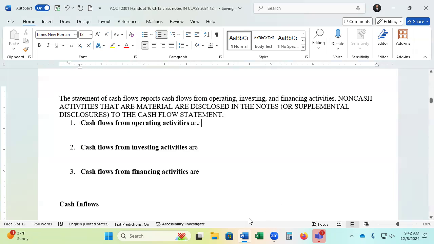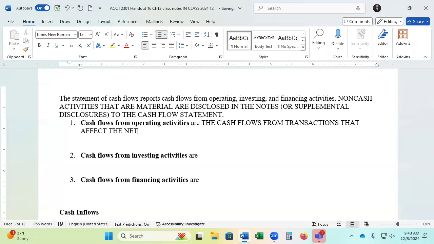Okay, cash flows from operating activities are cash flows from transactions that affect the net income of the company. And just note gains and losses are excluded.